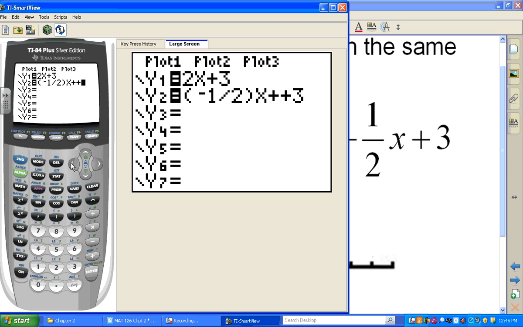And also, one thing you have to understand when you're graphing a couple lines, you can tell them apart because one has a positive slope, one has a negative slope. One should be going down, one should be going up. And also, you can take your left cursor arrow and go all the way back and make one a thick line and make one a thin line.